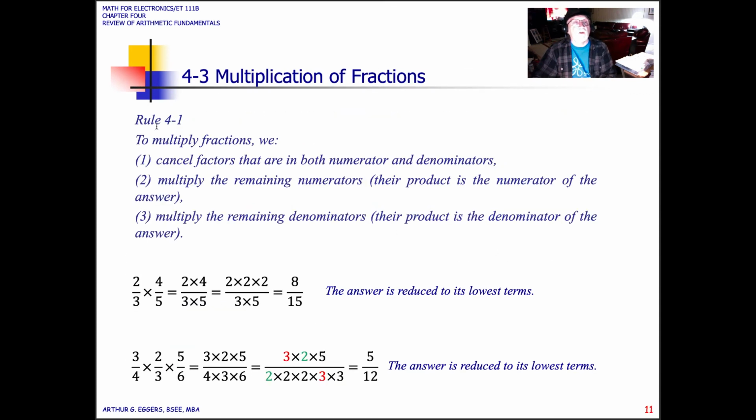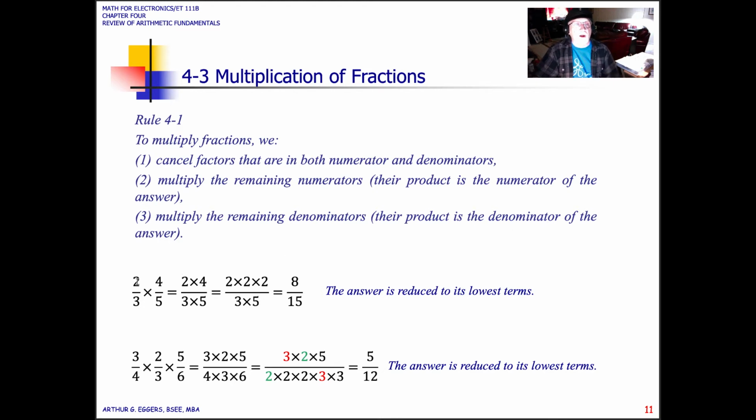Okay. Another rule, 4-1. To multiply fractions, we: 1. Cancel factors that are in both the numerator and the denominator. 2. Multiply the remaining numerators. Their product is the numerator of the answer. Finally, 3. Multiply the remaining denominators. Their product is the denominator of the answer.